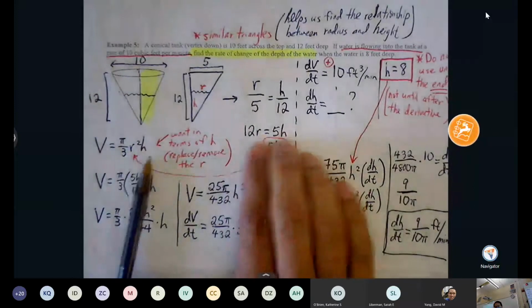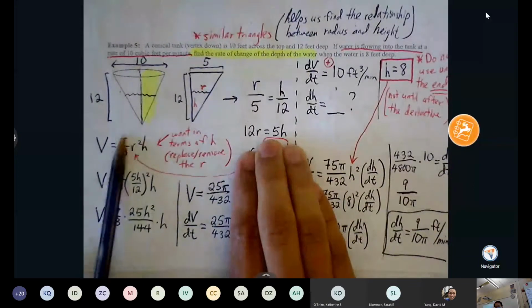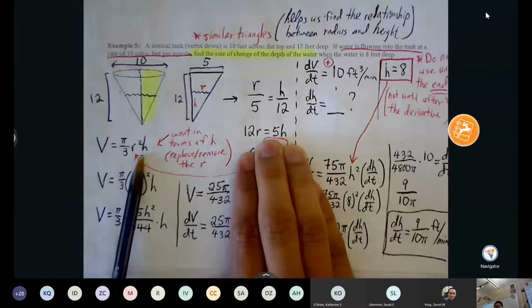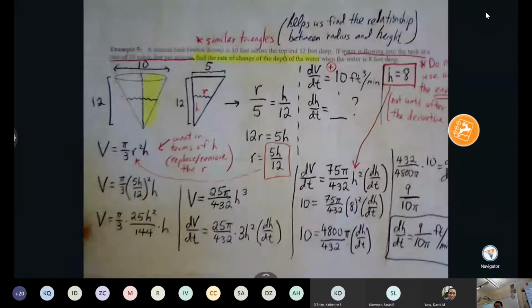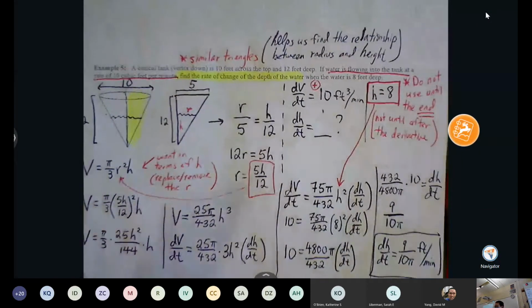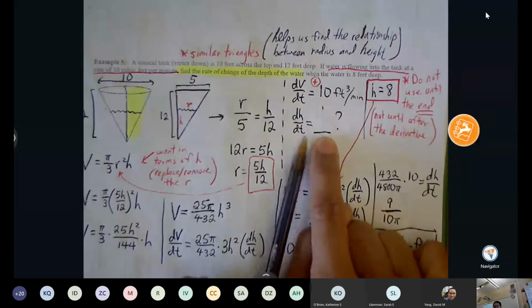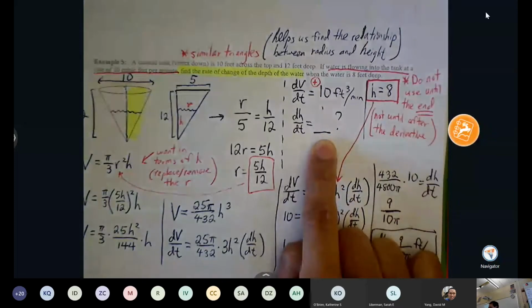But even at this point, we don't know what to get our equation in terms of, right? Do we want everything in terms of r, or everything in terms of h? So we have to look at the problem some more and see what other information is provided. We have dV/dt. We're looking for dh/dt. So this is really the hint. This is the big hint here.